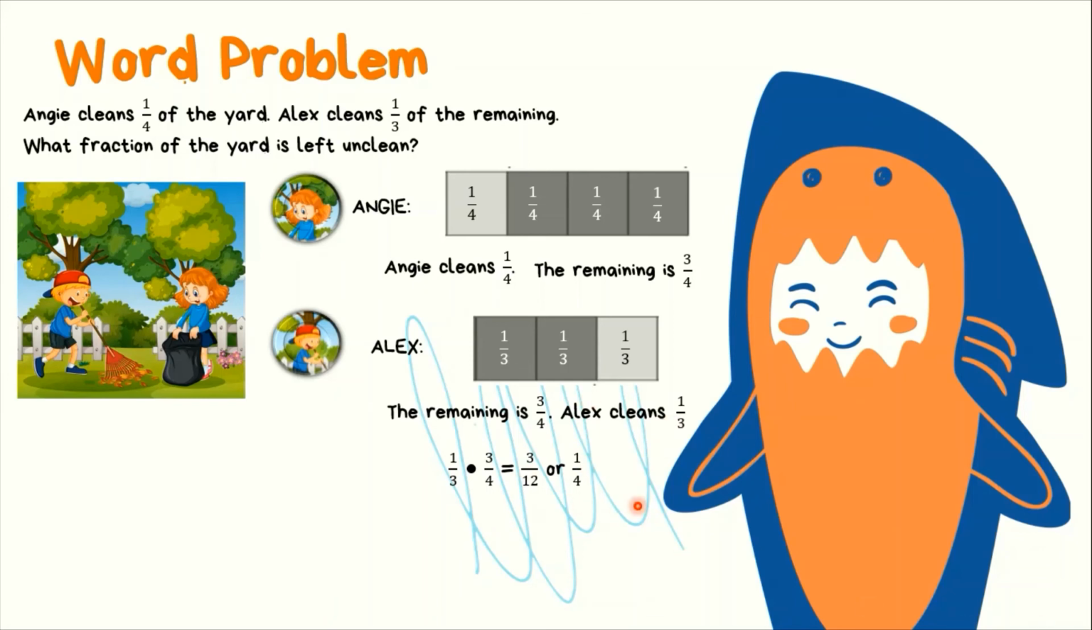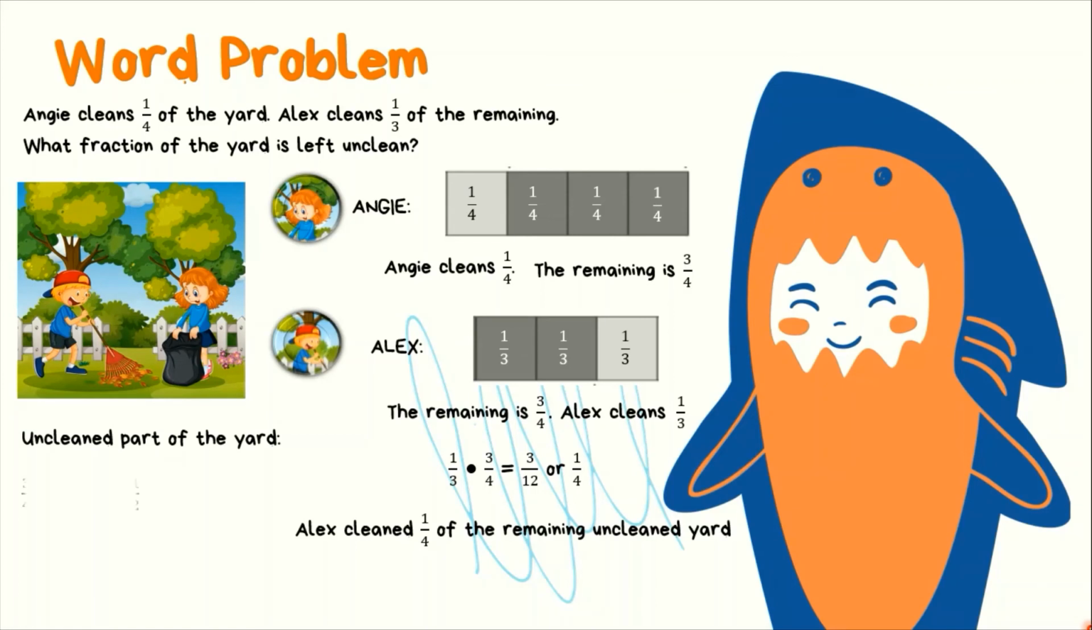Paano nga ba natin nakuha yung 1/4? Kinuha natin yung GCF ng 3 and 12. And then we divide the GCF, which is 3, to both the numerator and the denominator. Kaya tayo may 1/4. Therefore, Alex cleaned 1/4 of the remaining uncleaned yard. Out of 3/4, ang nilinis daw ni Alex doon ay 1/4.